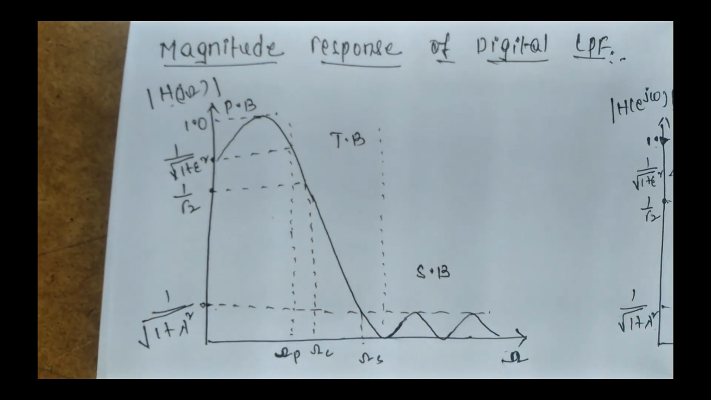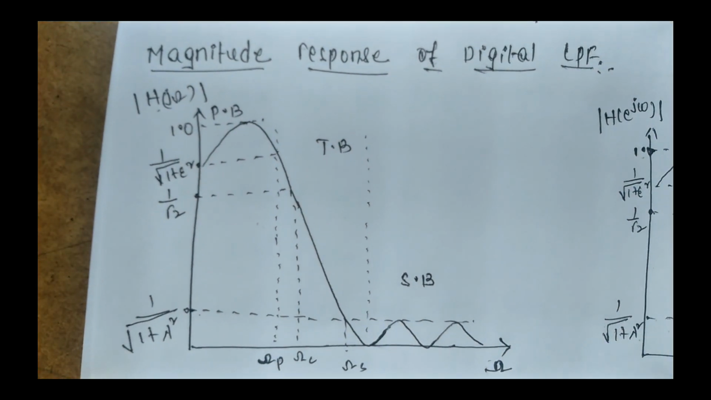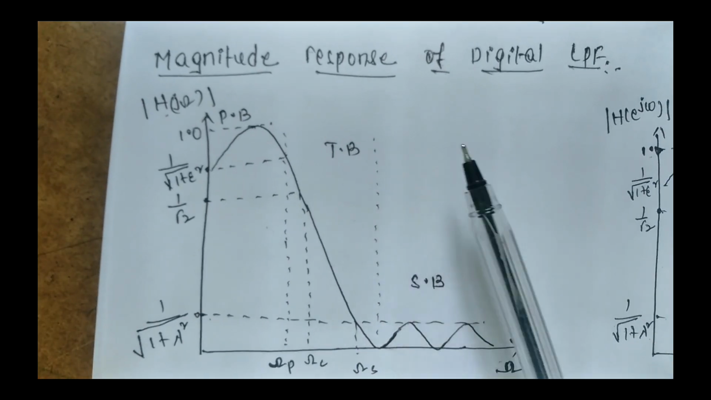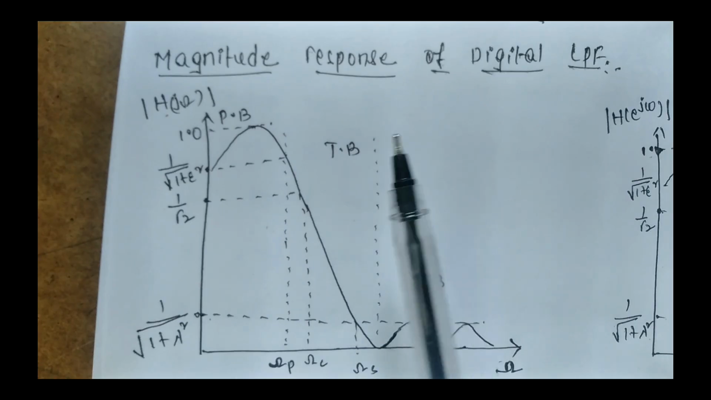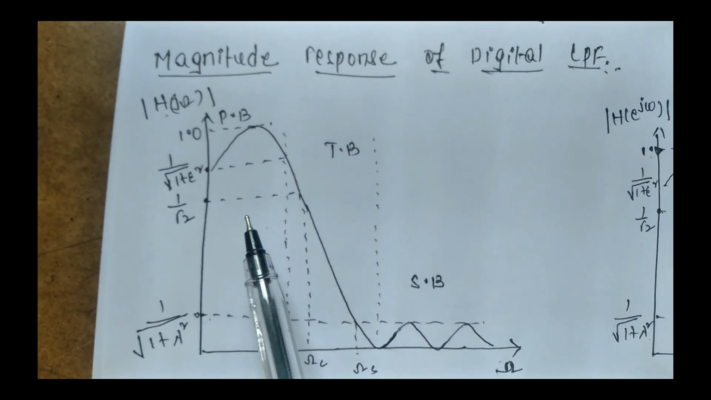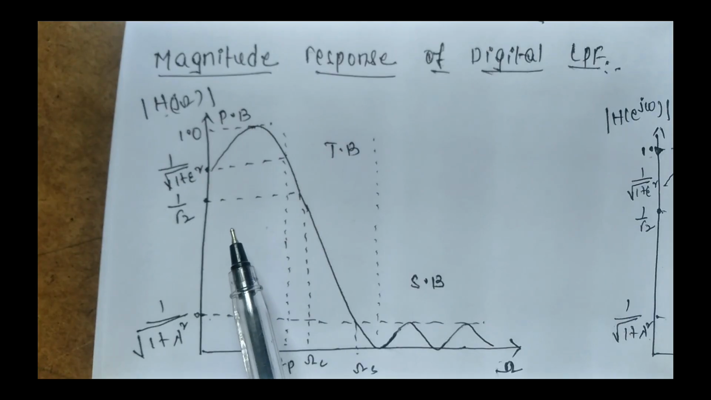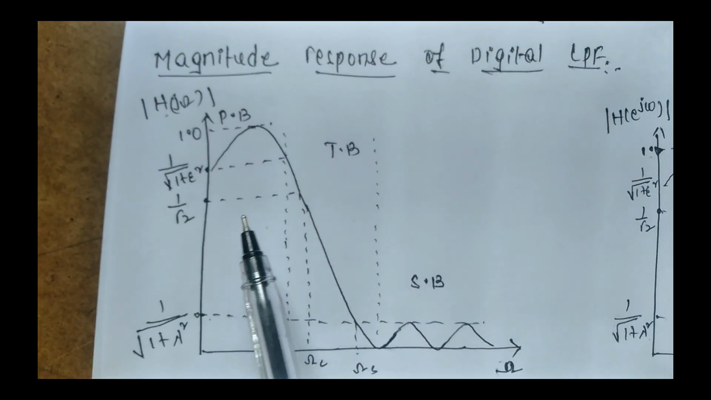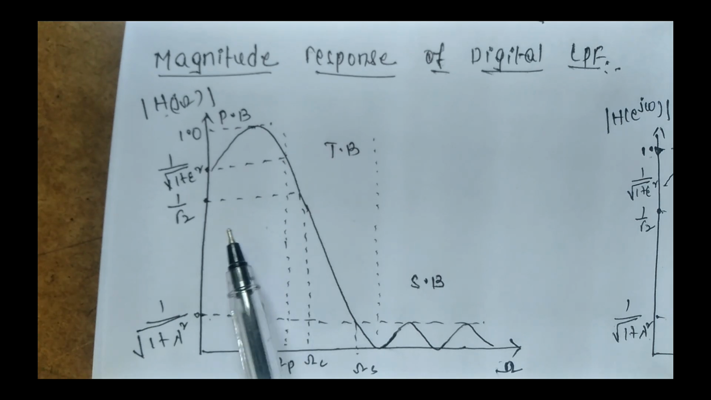So for example, for better understanding of the filters, let us take the low pass filter and its magnitude response. So this is the low pass filter. You can design any filter in the analog domain. Either you can design the low pass filter, or the high pass filter, or the band pass filter and the band reject filter. For starting purpose, we are taking the low pass filter.